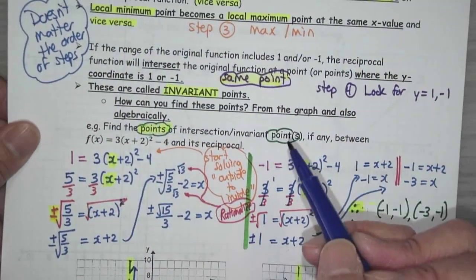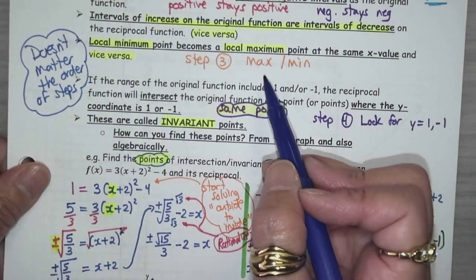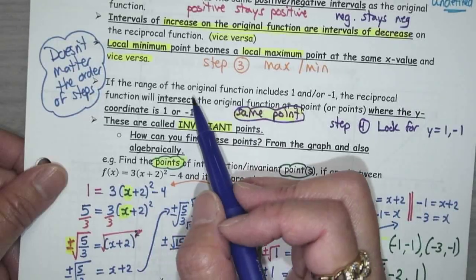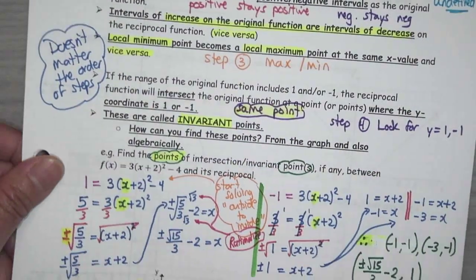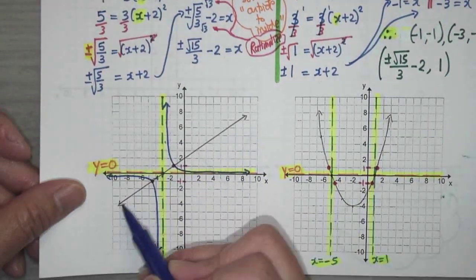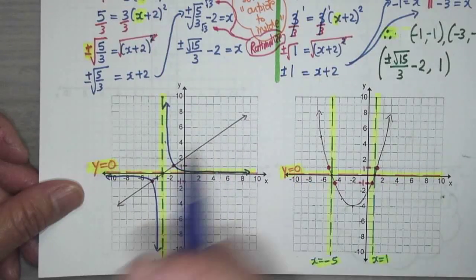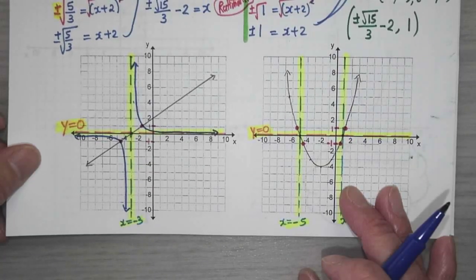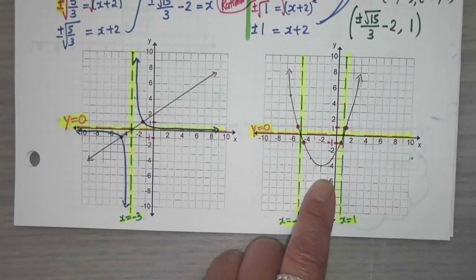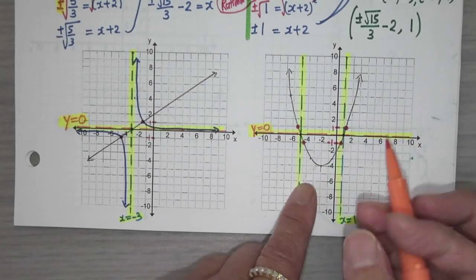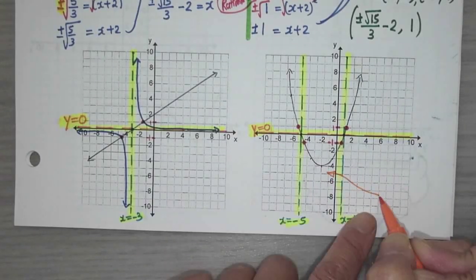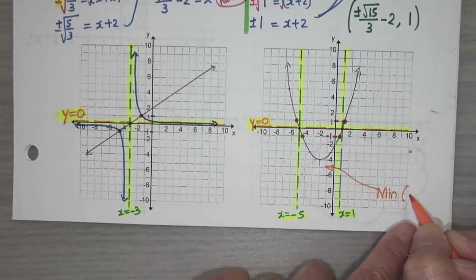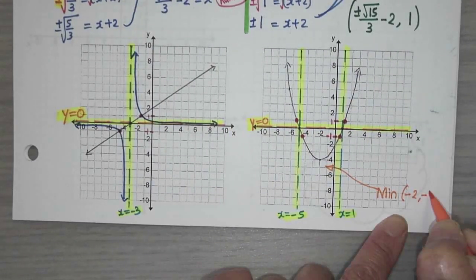Asymptote, asymptote, invariant point, which I started with, and this max-min. If there's a maximum or minimum on the original graph, there'll be the opposite on the new reciprocal graph. Is there a max-min on my line? No, so there won't be one. Is there a max-min on my quadratic? Yes. So here, you can see the orange, I have a minimum at -2, -4, true?